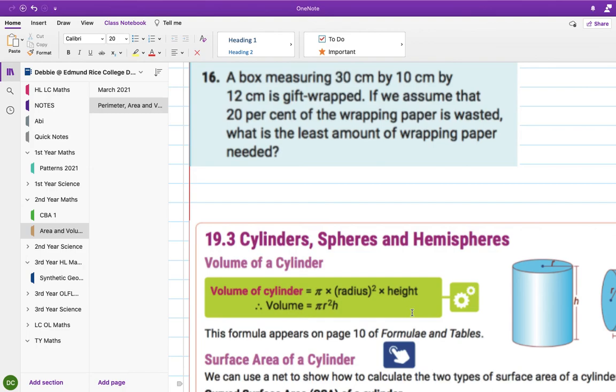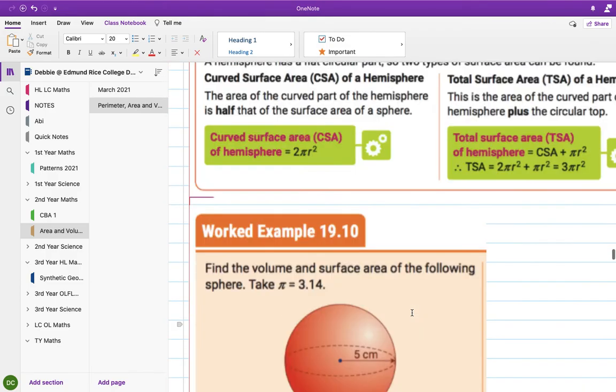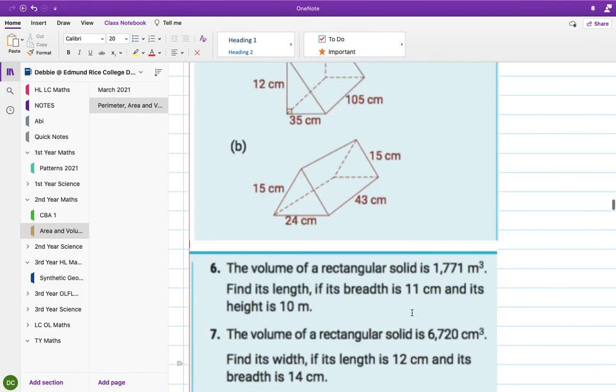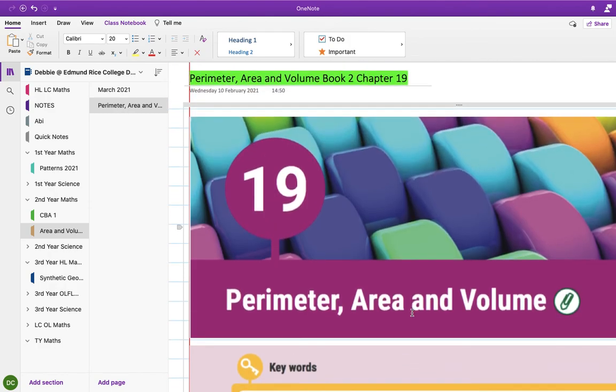And then we've done cylinders, but we haven't done spheres and hemispheres. So in each section of this chapter, we've a little bit that we've done and a little bit that is exclusively higher level. Okay, so it kind of looks like a huge chapter. I was actually scrolling through it earlier going, oh my god, it's huge. But so many of the questions we've done already and we don't need to redo.